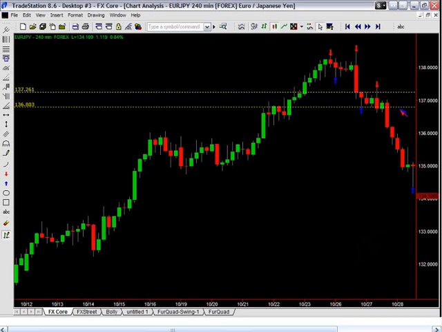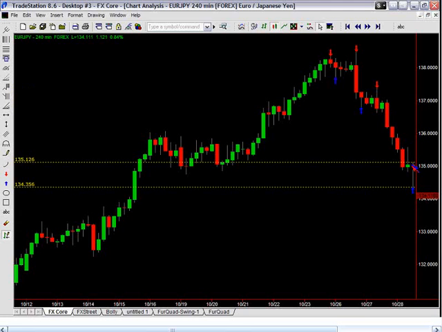So we've got a hammer bar formation. So now my counter trend, we know with the trend is down. My counter trend is now long.